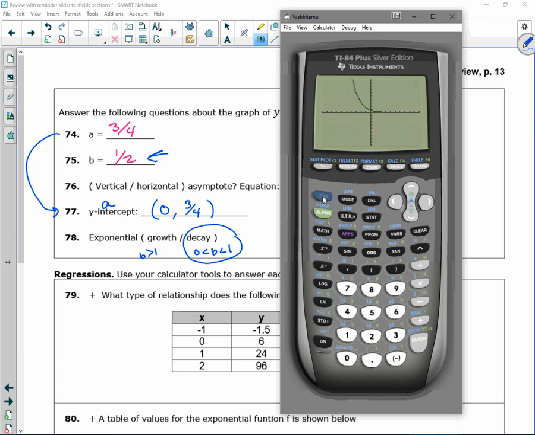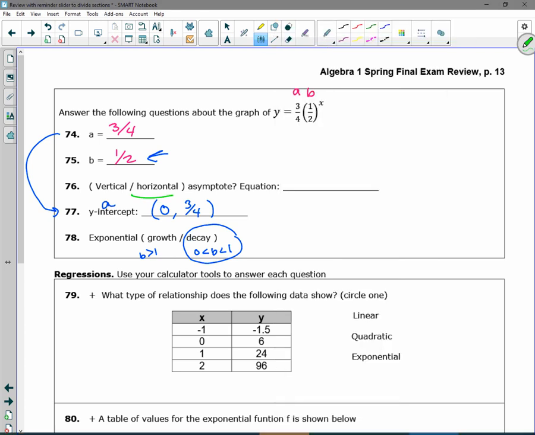And if I wanted to see the y-intercept, I could also go to the table and see that it starts at 0.75. And then I can know that it is a horizontal asymptote. We won't deal with vertical asymptotes in Algebra 1. And my equation, since it's horizontal, it would be y equals 0.